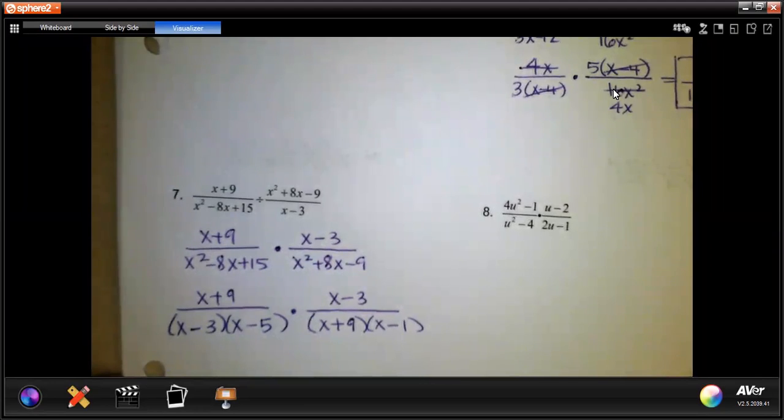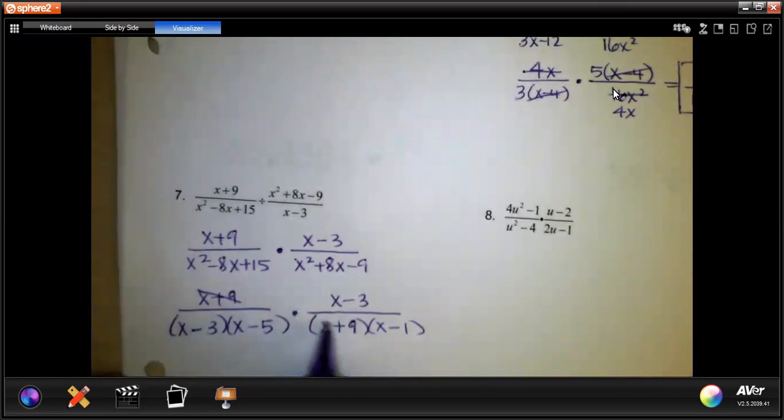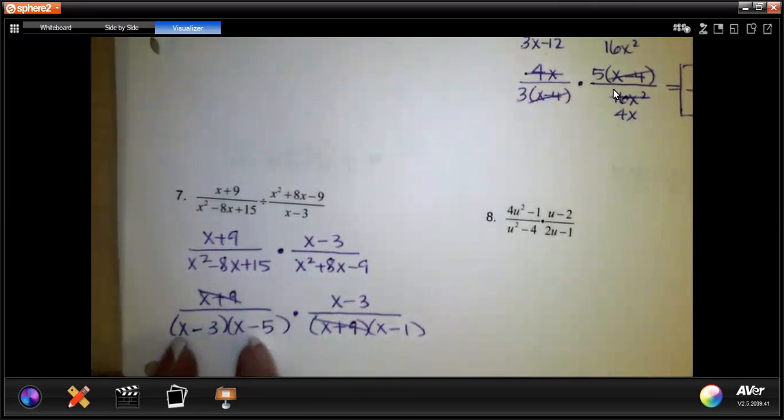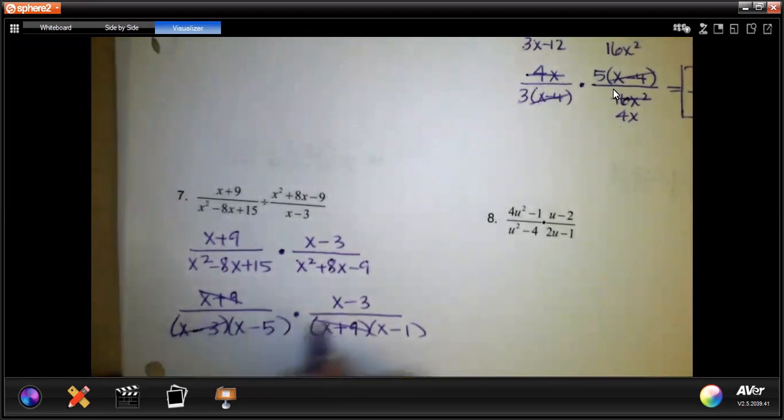Now we can cancel something if it's in the numerator and the denominator. It has to be exactly the same. So we've got an x plus 9 and an x plus 9 here. And again, we can only do that because now they're being multiplied. We also have an x minus 3 and an x minus 3 here that can cancel. Nothing else cancels. So now we're ready to do our multiplication.